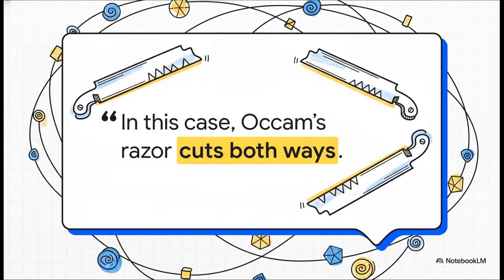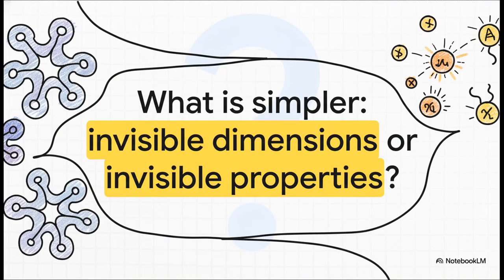This whole thing creates a really fascinating puzzle. We often fall back on a principle called Occam's razor, which says the simplest explanation is usually the best one. But in this debate, the razor cuts both ways. It forces you to ask a really deep question about what simple even means. And that's really the question at the bleeding edge of physics right now.